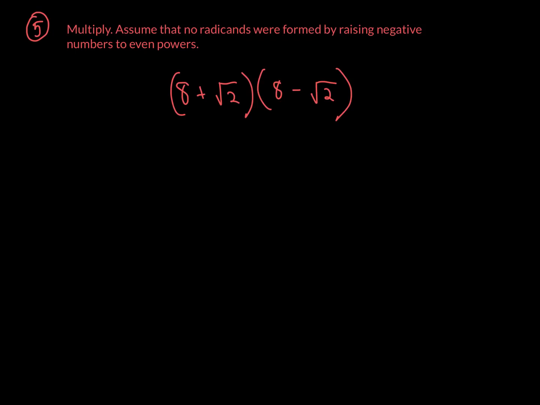Next up, fifth example. This is our last example. Multiply, assume that no radicands were formed by raising negative numbers to even powers. We've multiplied binomials before, 2 terms in the first parentheses, 2 terms in the second parentheses. And remember that you want to distribute that first term to both of those terms, and then also the second term we're going to distribute to both terms in the second parentheses. 8 times 8, that's easy enough. 8 times negative square root of 2.